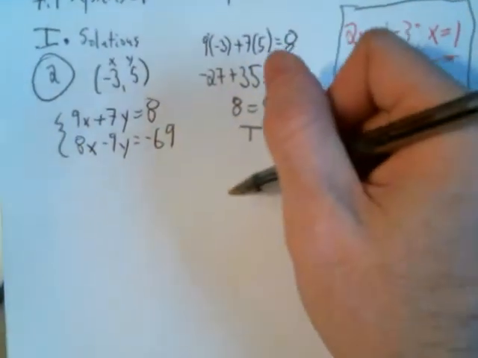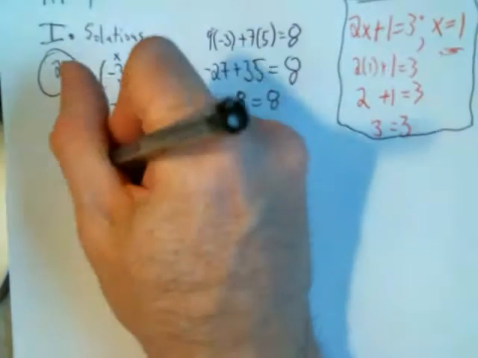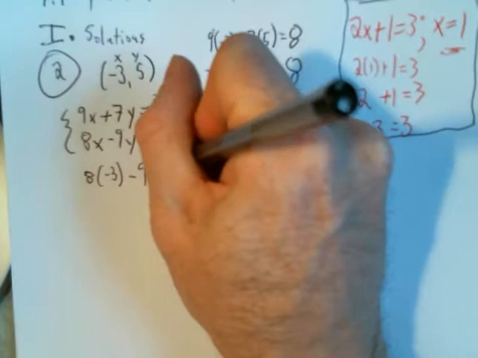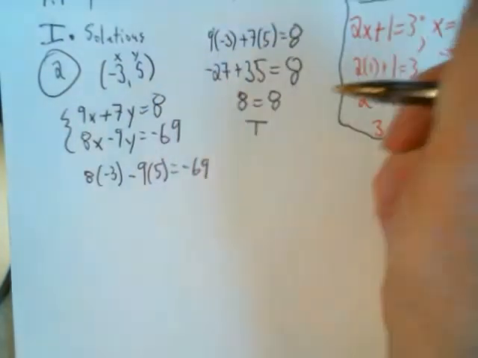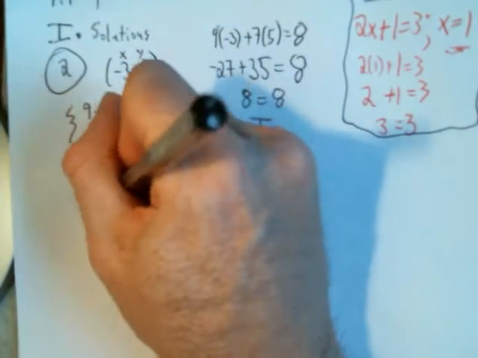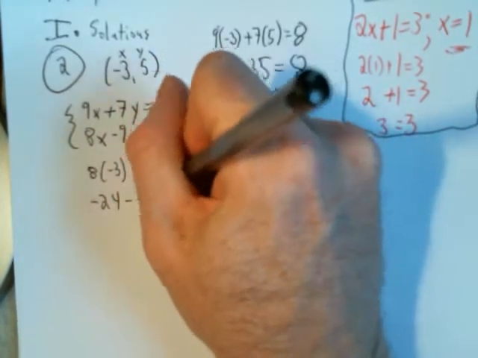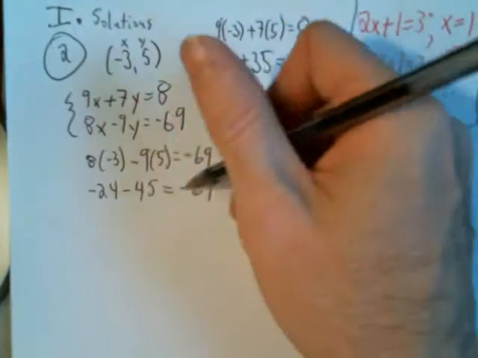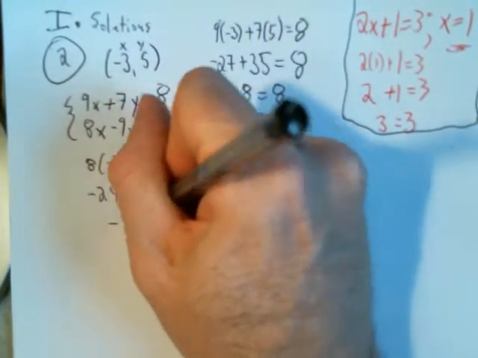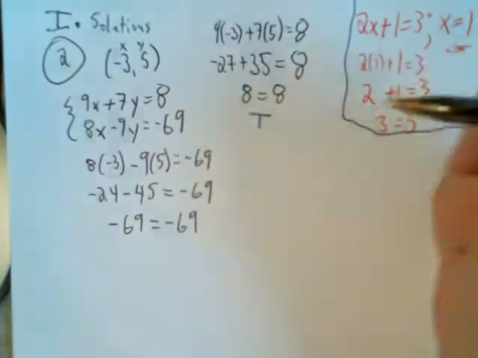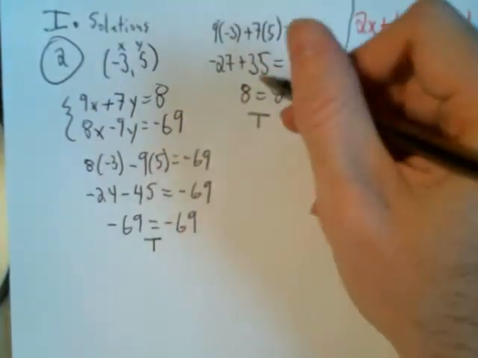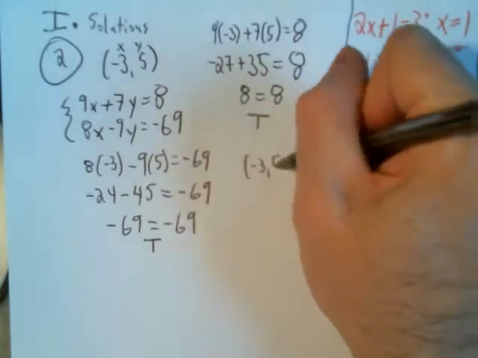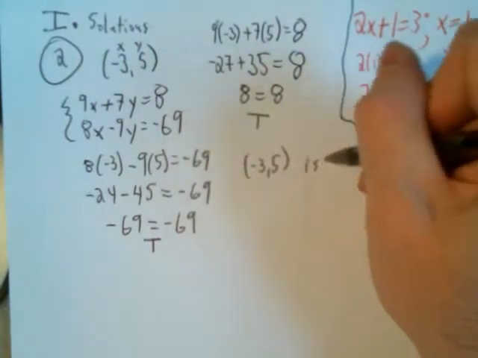I still need to check the other one, right? So here I have 8 times -3 minus 9 times 5 equals -69. So I have -24 minus 45, and on the other side -69. If you subtract these, certainly you get -69 equals -69, so that's a true statement. Because both are true, this tells me that (-3, 5) is a solution.